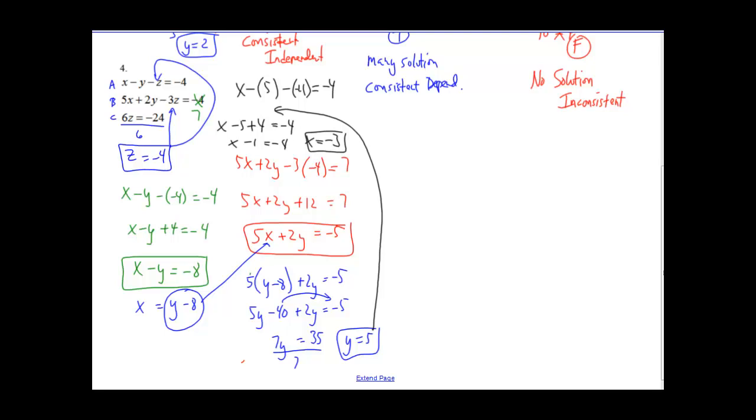Considering we have three variables, here's how we write it in the coordinate system. We'll say negative 3, comma 5, comma negative 4.